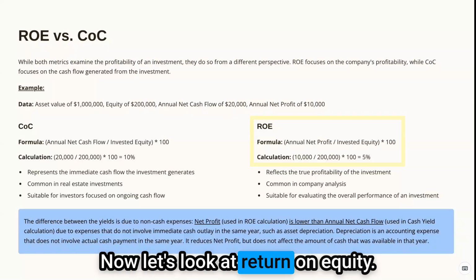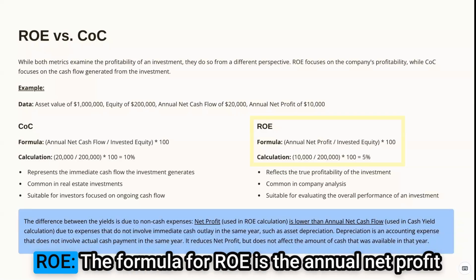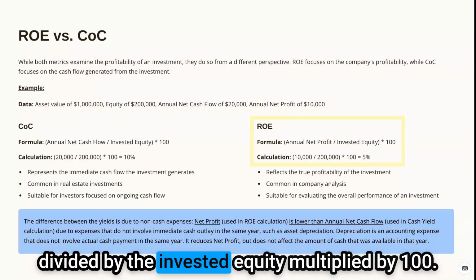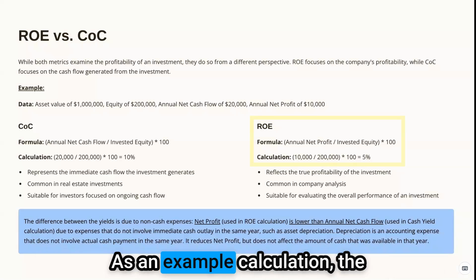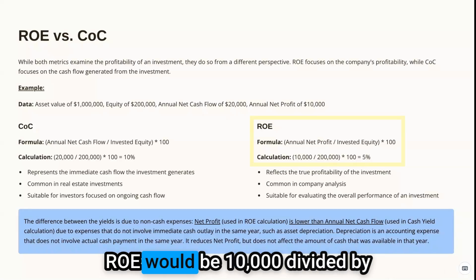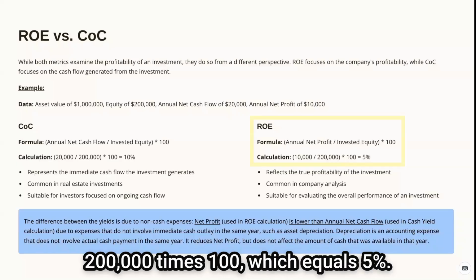Now let's look at return on equity, ROE. The formula for ROE is the annual net profit divided by the invested equity multiplied by 100. As an example calculation, the ROE would be 10,000 divided by 200,000 times 100, which equals 5%.